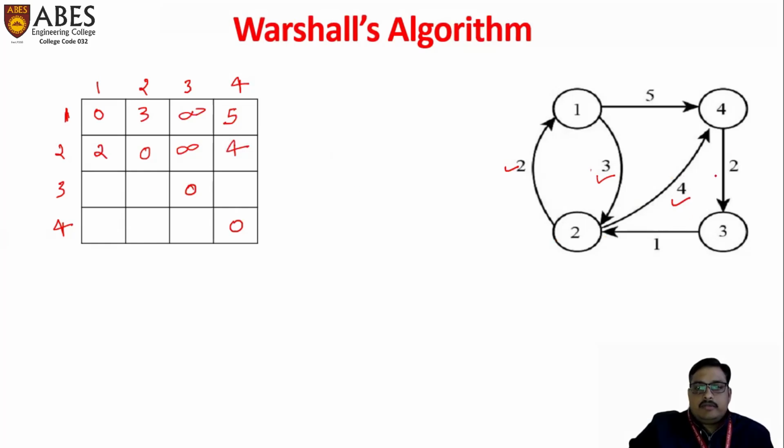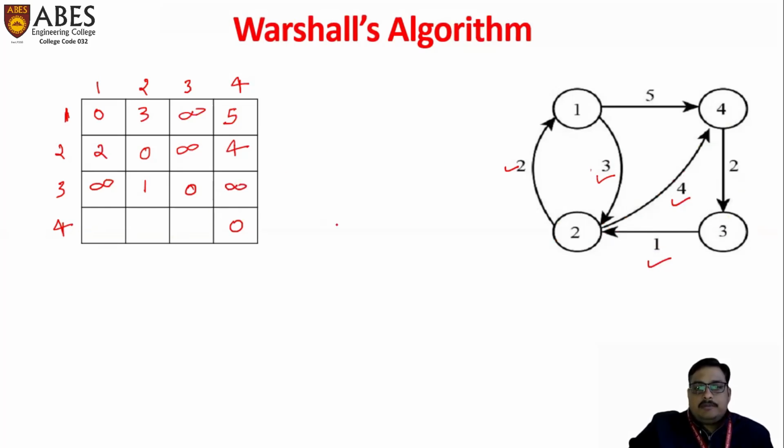3 to 1. No. There is no direct path. So we'll put infinity here. 3 to 2, yes, this is the path and the cost is 1. So we'll write 1 here. 3 to 4, no path. So we'll write infinity here.